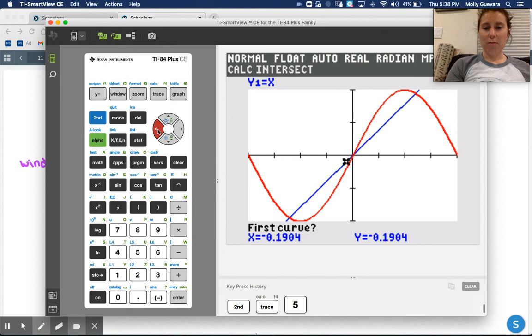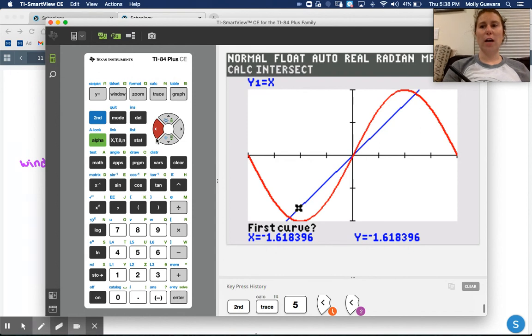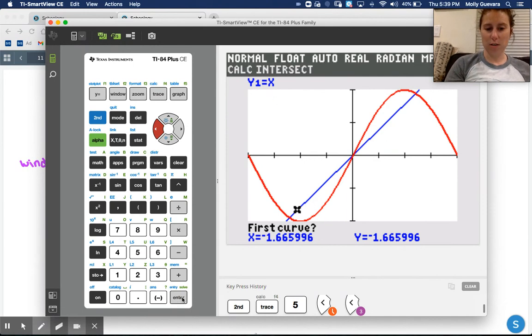The first graph is x. Your calculator needs help figuring out which point of intersection you want. We can clearly see 3 points of intersection, and your calculator can't do all 3 at once. You have to do them individually. So I'm going to go down here, and I'm going to say yes, this blue line is the first curve, this is the first equation. Yes. And then it says, is this the second equation? And I say, why yes, it is.